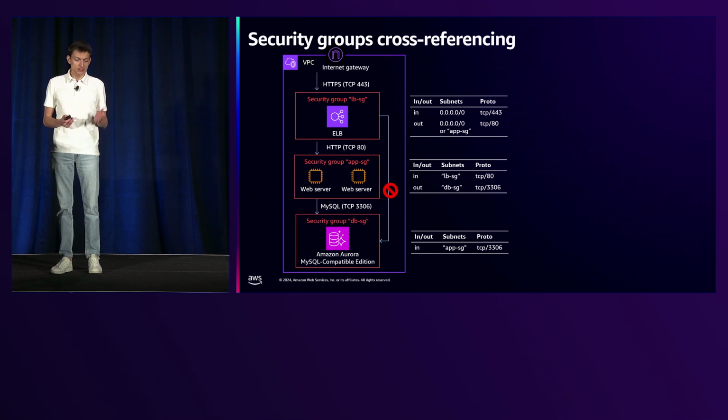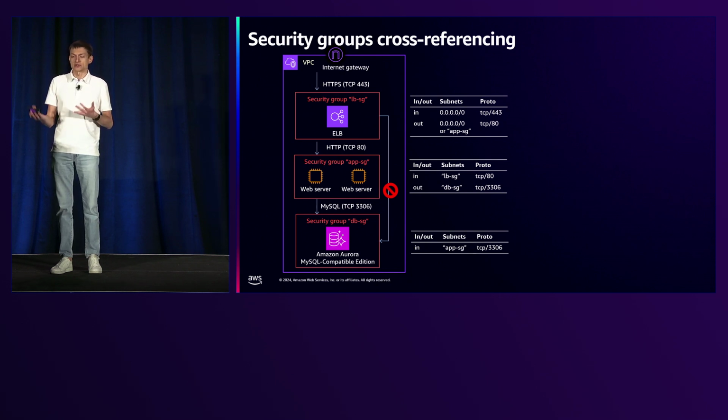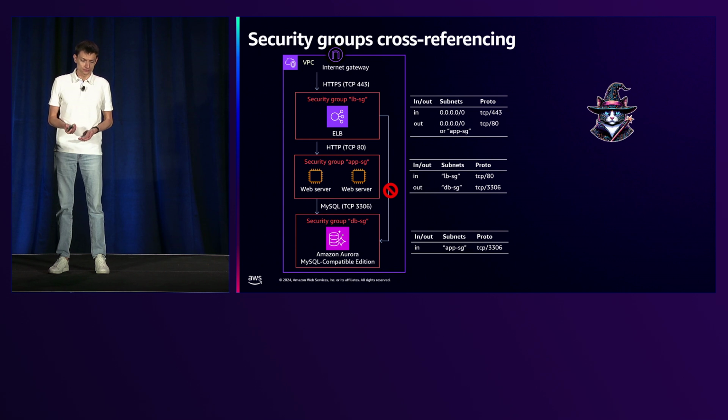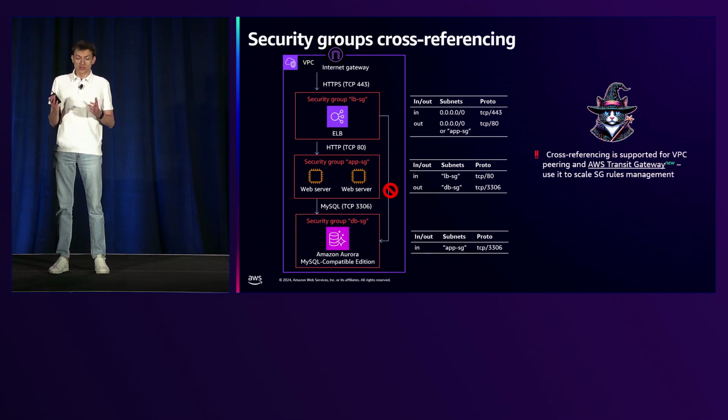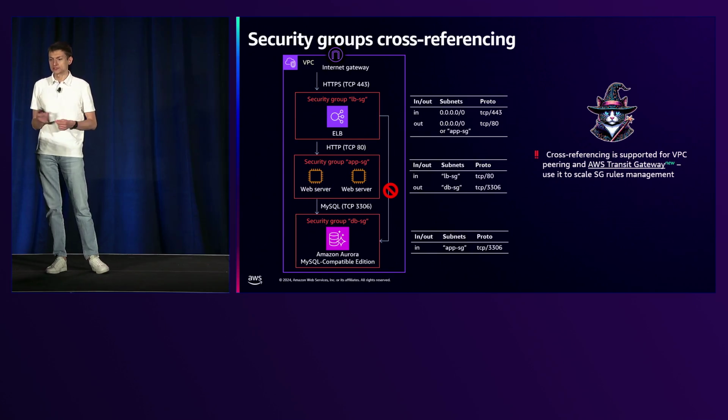But if you take a look at this, we almost never use IP addresses here. So this is very powerful because you don't have to deal with those IP addresses. But even more important, if you have some kind of dynamic IP address, for example, a new load balancer node or a new auto-scaled instance, you don't have to make any changes to your security groups. And we have been supporting cross-referencing for SGs for VPC peering for quite a while, but now it's also supported across Transit Gateway. So please use this to scale your security group rules management.